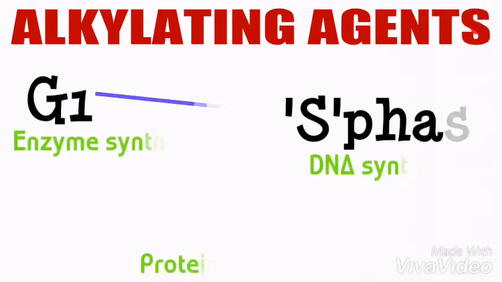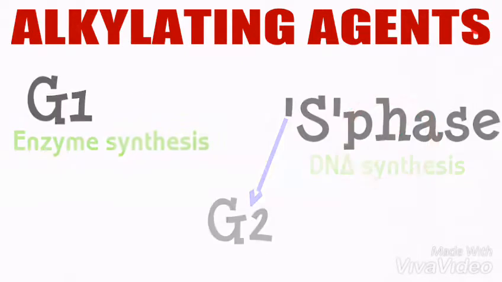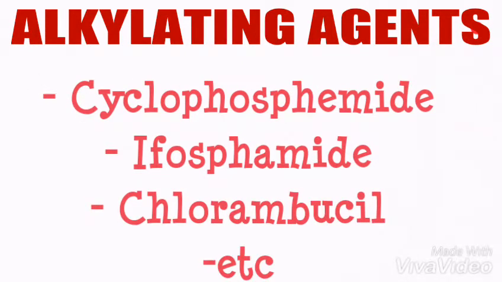Alkylating agents. These drugs act by damaging the DNA synthesis, thus interfering with cell replication. These drugs act on the S phase where there is duplication of DNA. So in summary, we are saying that these drugs inhibit that process of duplication of DNA leading to the next stage, which is G2 phase. And some of the examples that you can find under this category, we have cyclophosphamide or cytoxan, ifosfamide, chlorambucil, for example, etc.